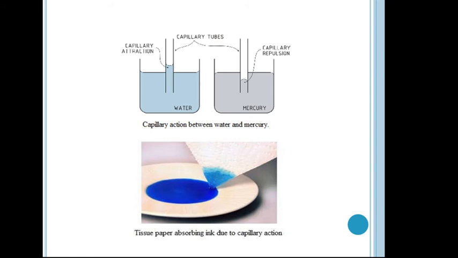The formula for calculating the rise or fall is h equals 4 sigma cos theta divided by rho g d, for calculating the capillary height, the capillary rise or fall. If it is water, then there will be a capillary rise. If it's mercury, then there will be a capillary fall.